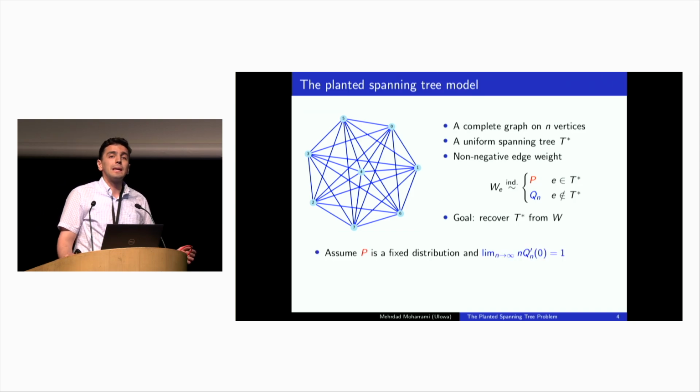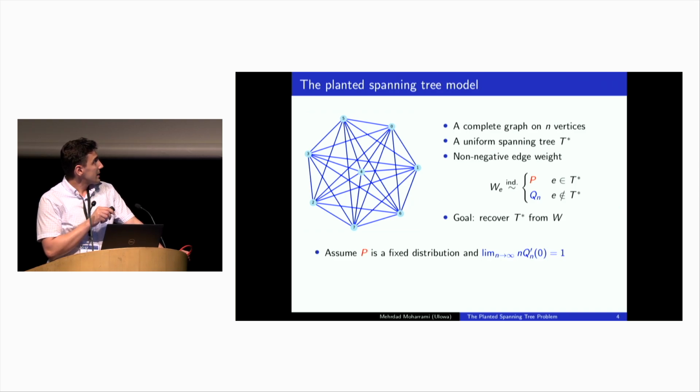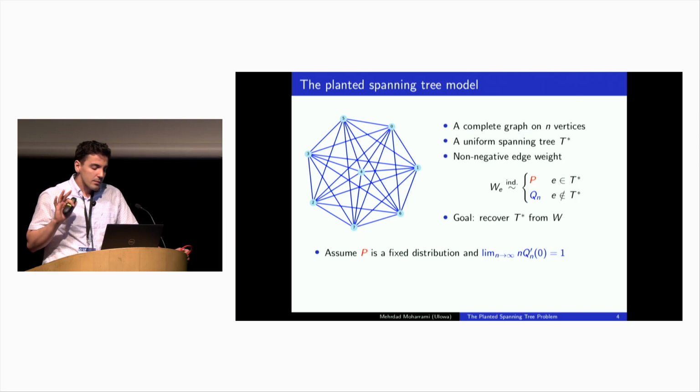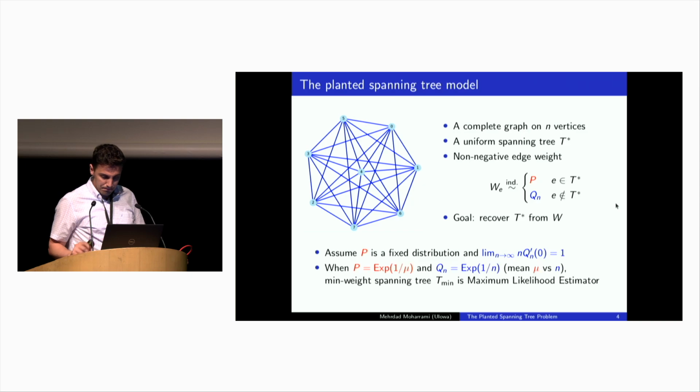An assumption here is that P is fixed, does not depend on n, while Qn has a PDF that scales as 1 over n. And if you wonder why, you can think of a vertex in here. Well, the planted edges are distributed according to P, so it's not scaling with n. You need to make sure that the smallest unplanted edge in here, the weight is comparable with P. If you pick anything else, the problem will just become more or less trivial, especially if it scales harshly with respect to n. If the P and Q are exponential distributions, it is very easy to show that the maximum likelihood estimator is just going to be the minimum spanning tree.